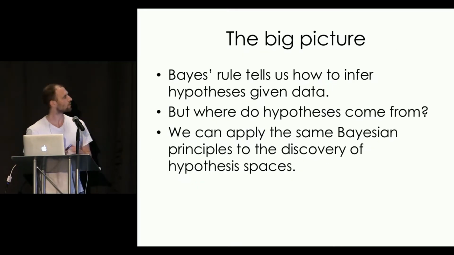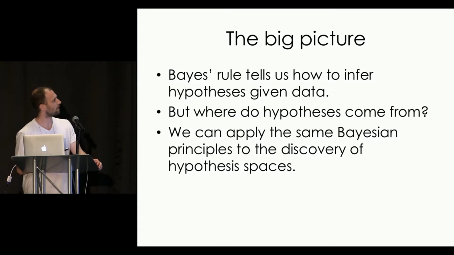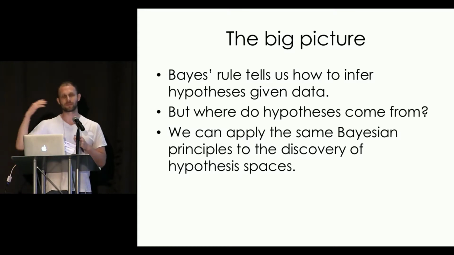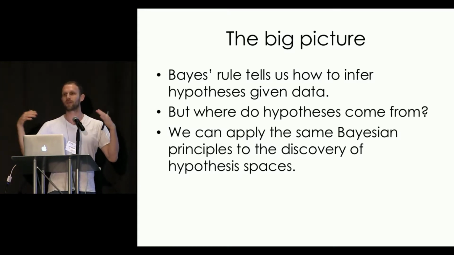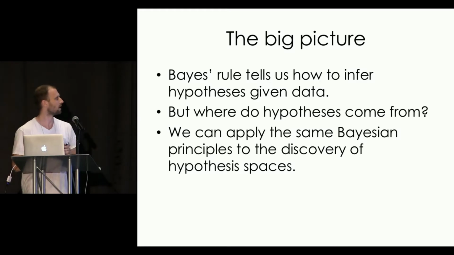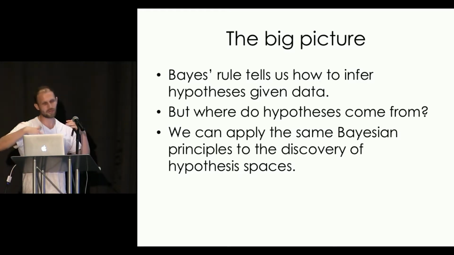So the big picture here is that Bayes' rule, which I'll get into in a second, tells us how to infer hypotheses given data, right? So everyone's kind of familiar with that tool. But where do the hypotheses come from in the first place? Where does the hypothesis space come from over which Bayes' rule is operating? And one of the key points here is that actually Bayes' rule can operate over hypothesis spaces in exactly the same way that it operates over individual hypotheses, and we just have to formulate the inference problem in the right way. And I'll show you some examples of how that works.